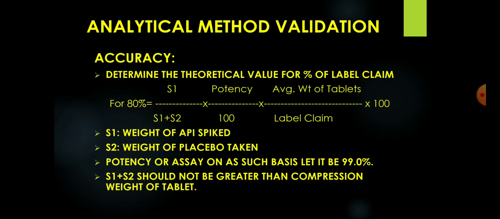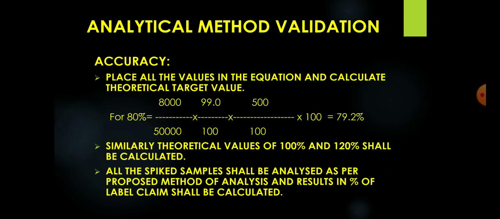Then we need to determine the theoretical target value of this particular blend. The equation which is shown on the screen is used for determination of the theoretical label claim. If you place the values, you can see on your screen that it is coming as 79.2% of the label claim. So we have prepared the sample which is having an actual potency of 79.2%. Then this sample shall be analyzed, and whatever result comes will be evaluated against the theoretical target results.